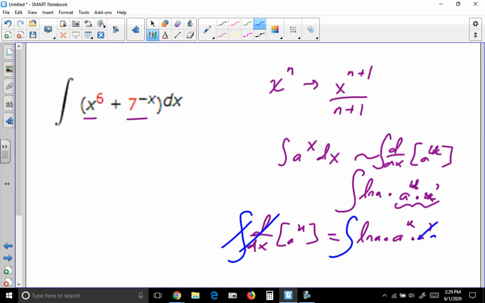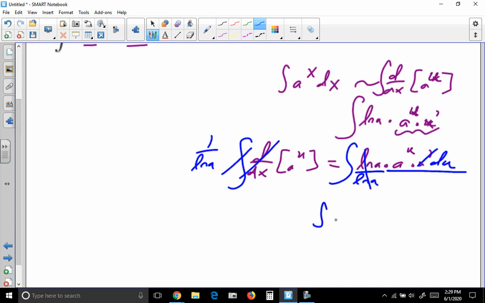U prime essentially is du. So if we have a to the u du, we don't have this natural log a, so let's divide both sides by natural log a, or we can put 1 over natural log a. So, long story short, if we're integrating a to the u du, that equals a to the u times 1 over natural log a.